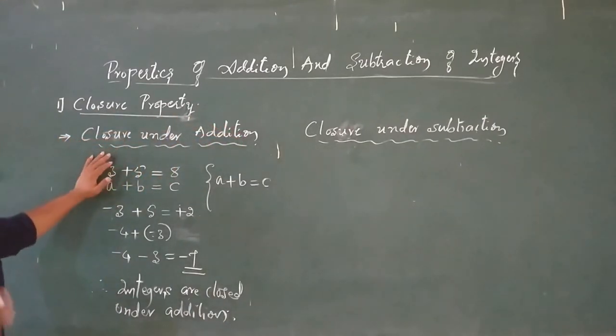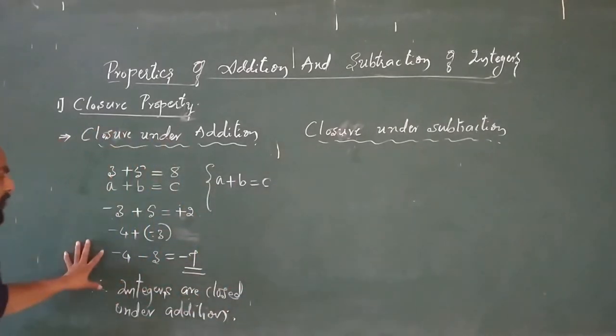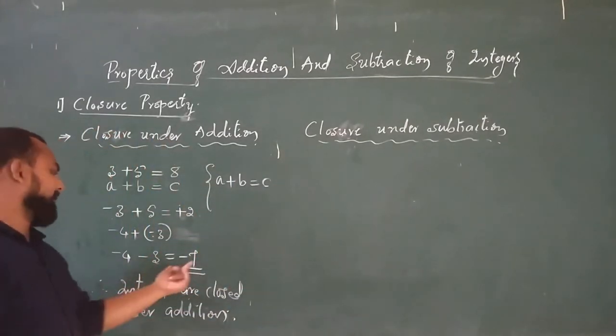The sum of any two whole numbers is again a whole number. The sum of any two integers is again an integer.